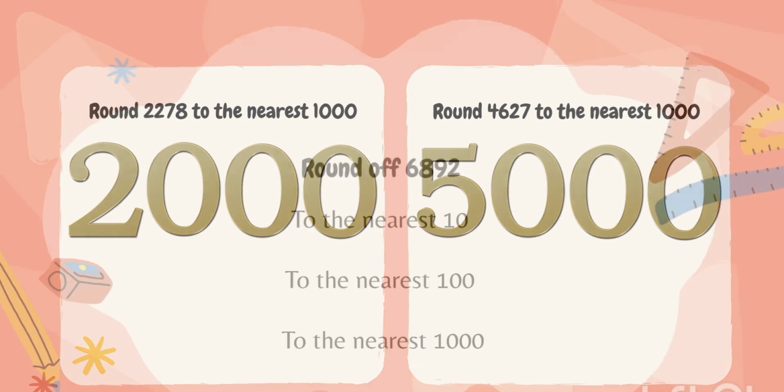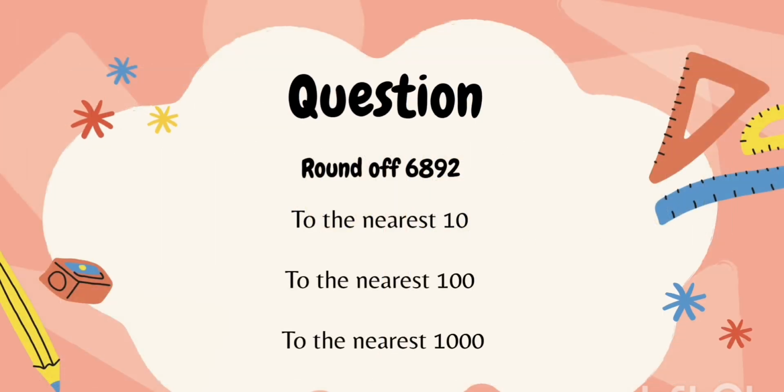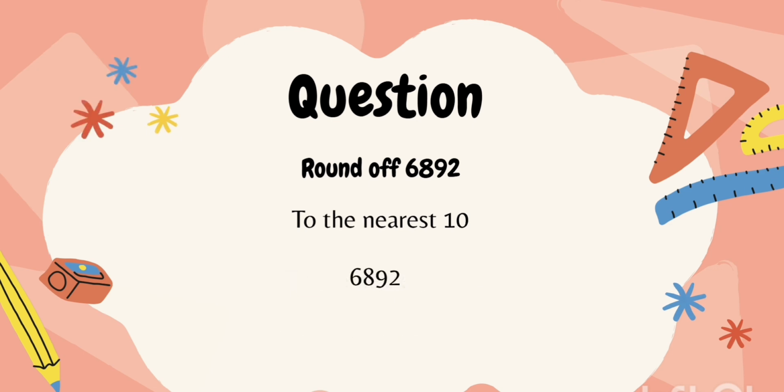Let's take another example. We will round off the number 6892 to the nearest 10, 100, 1000. First, round off 6892 to the nearest 10.